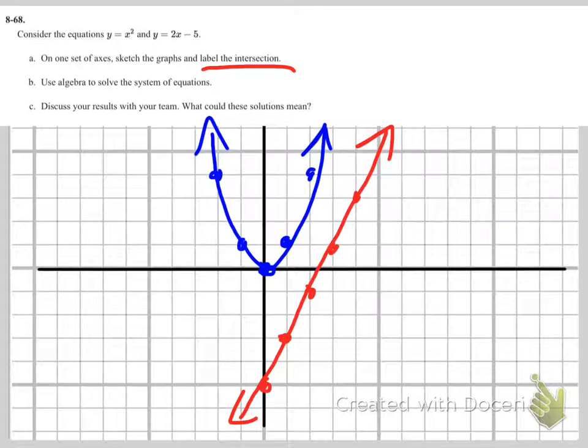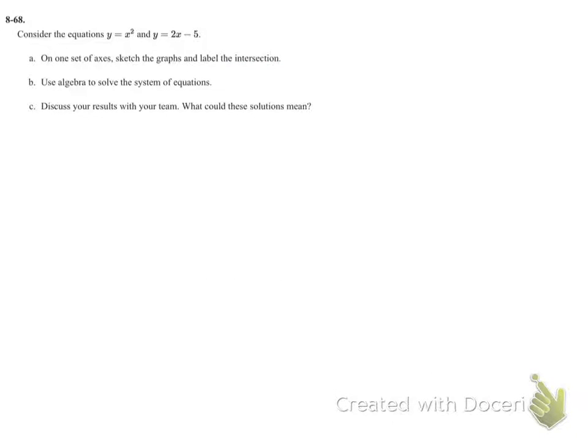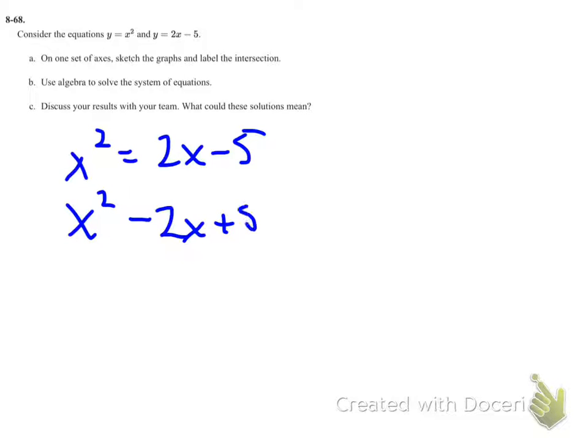If we take a look at what this means algebraically, what I'm going to do then is I'm going to use the equal values method. They're both equal to y. So I'm going to set them equal to each other. X squared equals 2x minus 5. To solve this one, I'm going to want to get everything over to one side set equal to 0. So x squared minus 2x plus 5 equals 0.